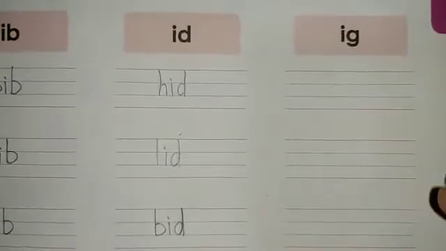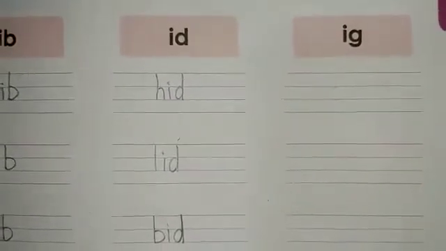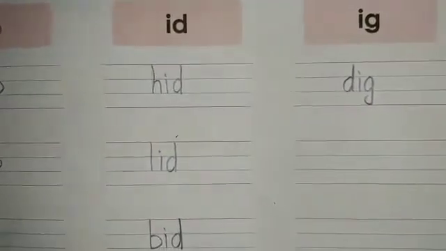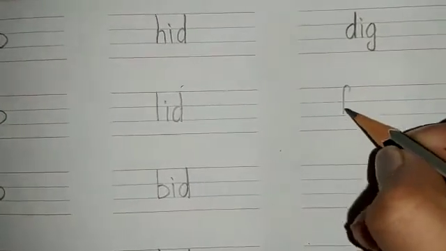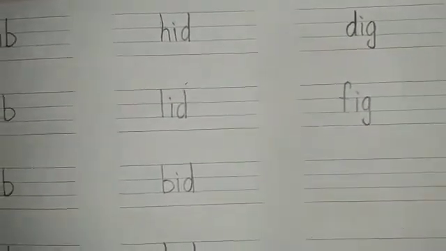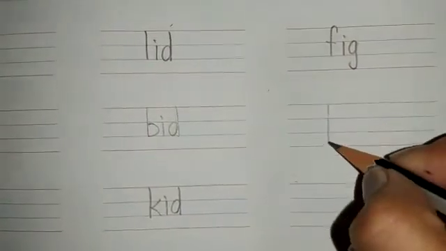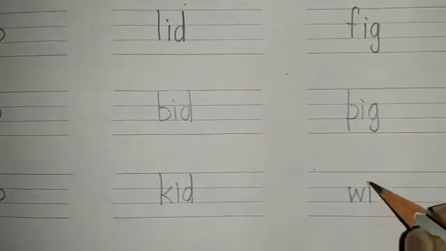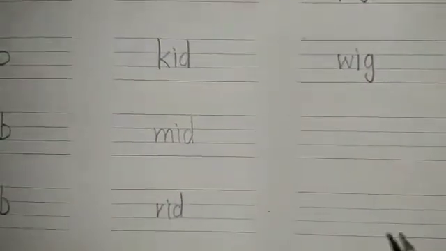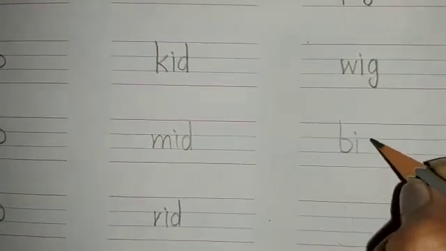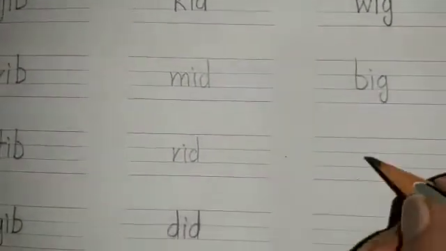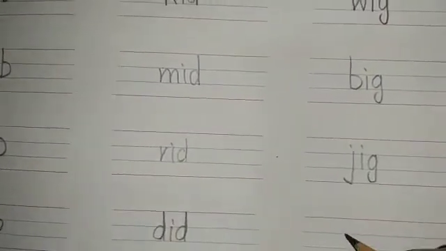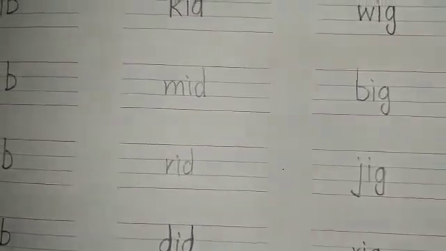Let's write down the IG words. The first word is dig. Let's write it down. D-I-G, dig. Then F-I-G, fig. P-I-G, pig. W-I-G, wig. B-I-G, big. J-I-G, jig. And R-I-G, rig. Okay, students.